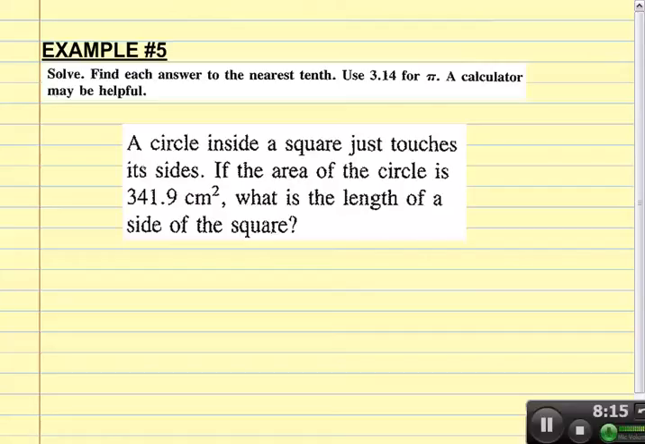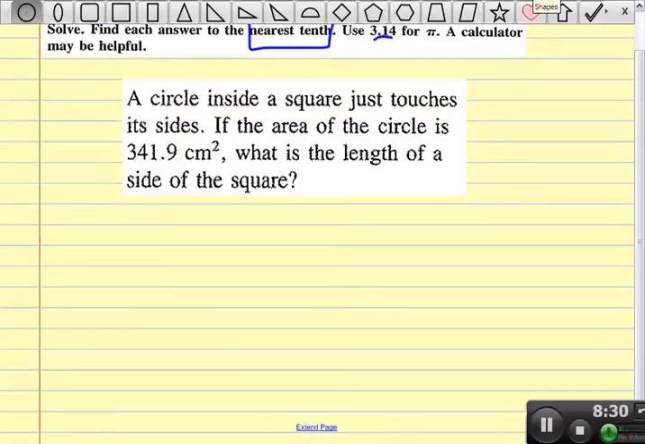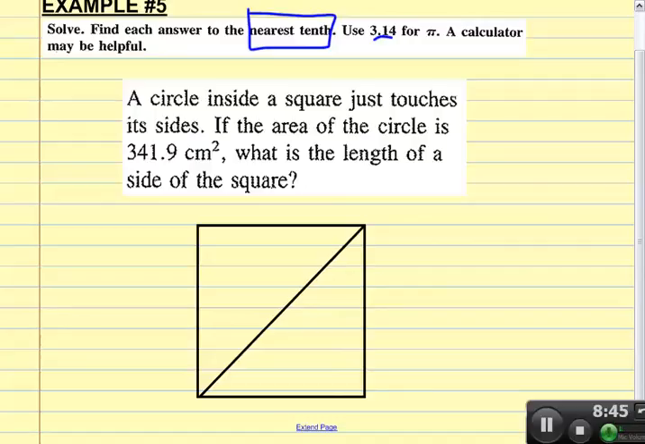Example 5 says solve. Find each answer to the nearest tenth. I'm going to use a calculator. Use 3.14 for pi if I need to. A circle inside a square just touches its sides. Let's see. I'm going to use my smartboard here. Here's a square. Now I'm going to draw a line so that I can get a piece of information that I need from it. I need this dot right there.